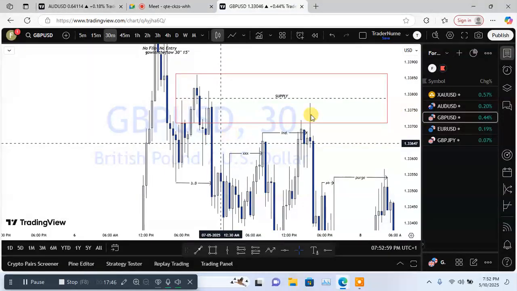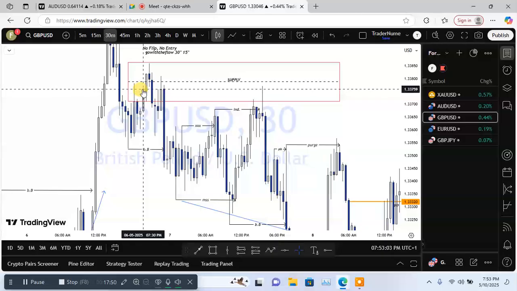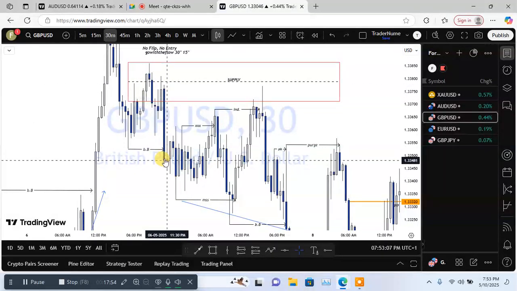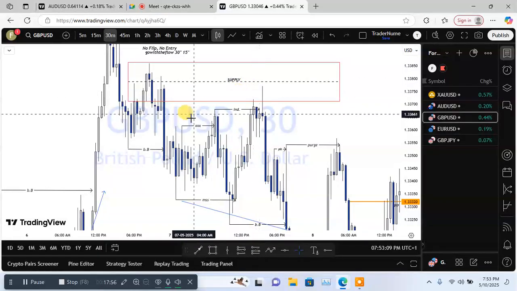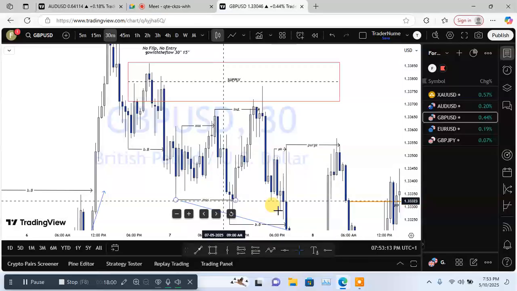When price is going down, when price is bearish, it is expected that price will not pass this bullish candle, this last bullish candle that caused the break of structure. Price will not pass it. And if you look carefully here, price did not pass it. So price only did this.